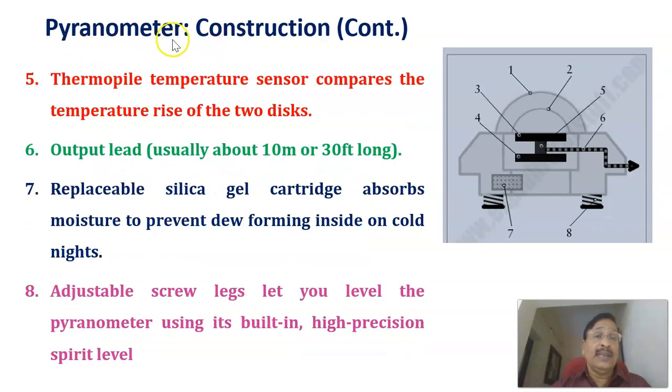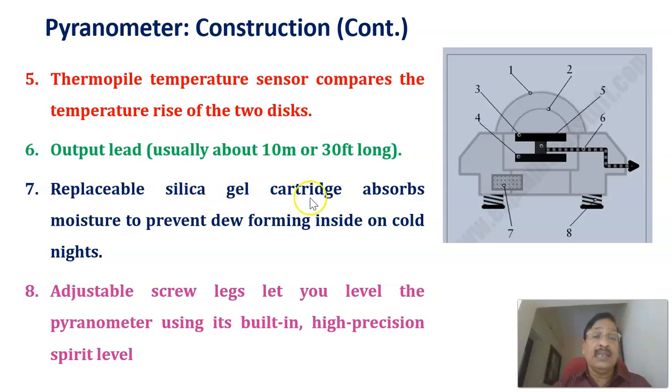Continuing the construction of the pyranometer, the thermopile temperature sensor compares the temperature rise of the two discs. The difference in temperature between these two discs causes a voltage that is proportional to the radiation falling on that black surface. The output lead, usually about 10 meters or 300 feet, is the voltage sensing one.